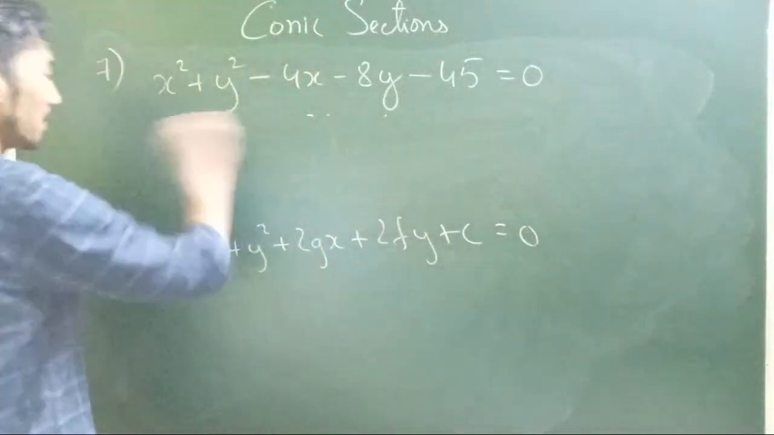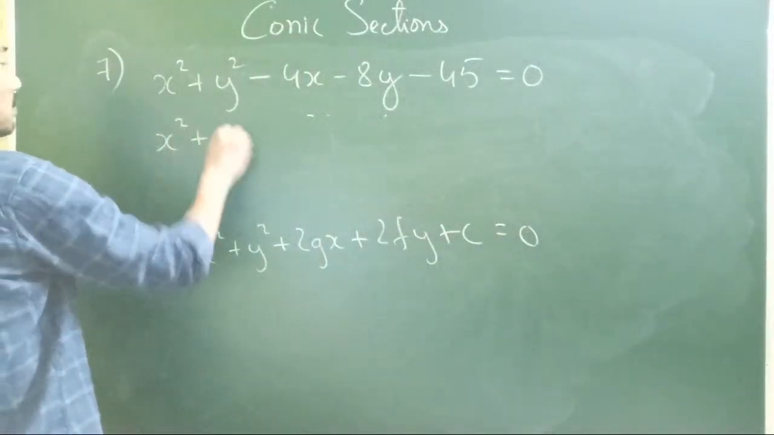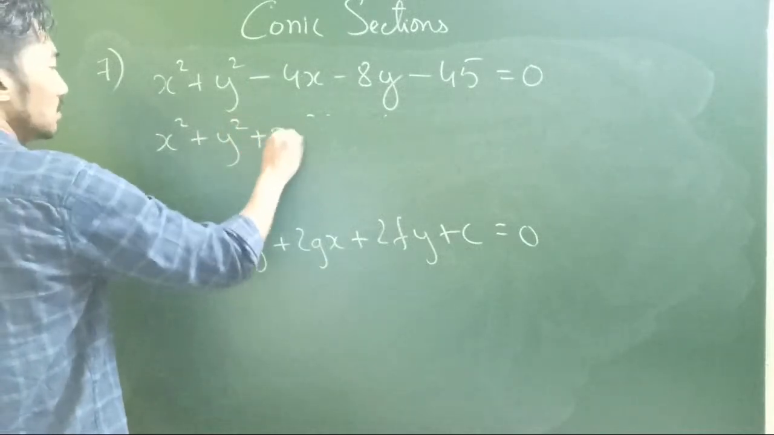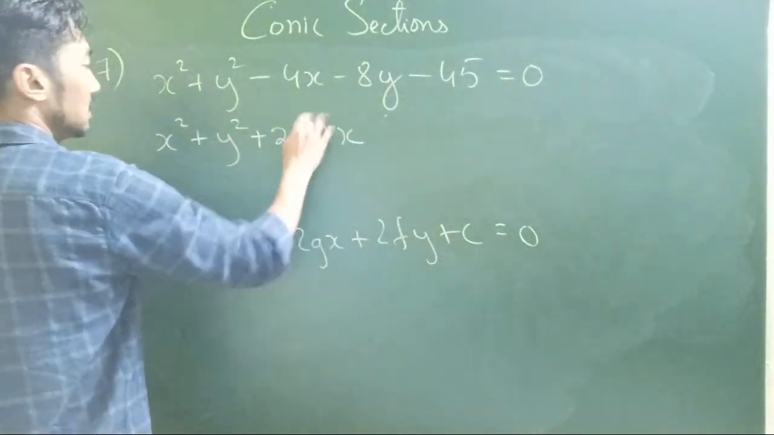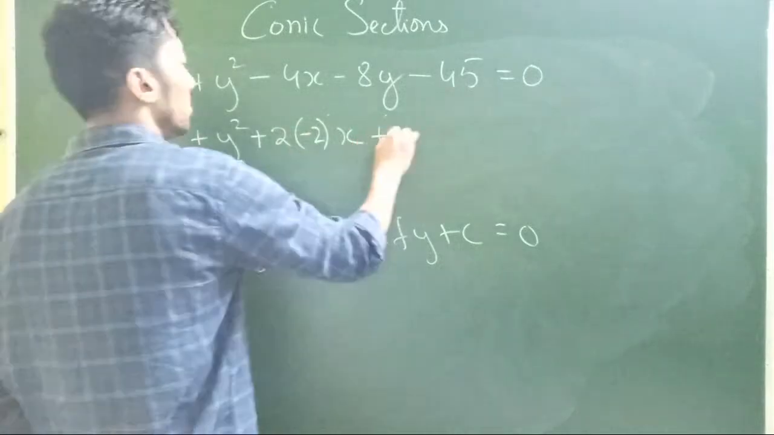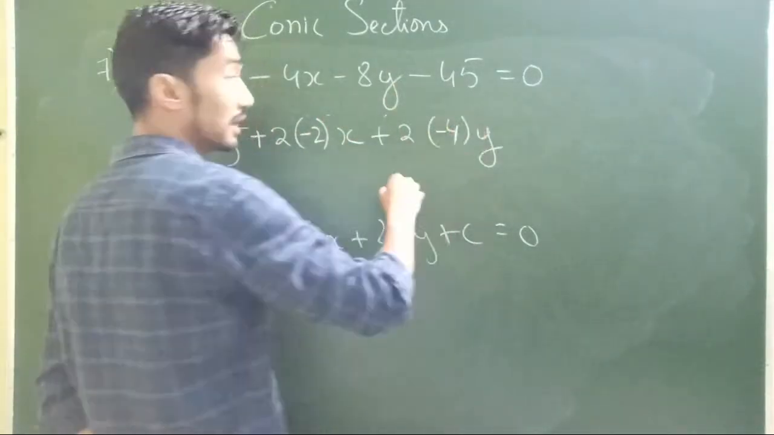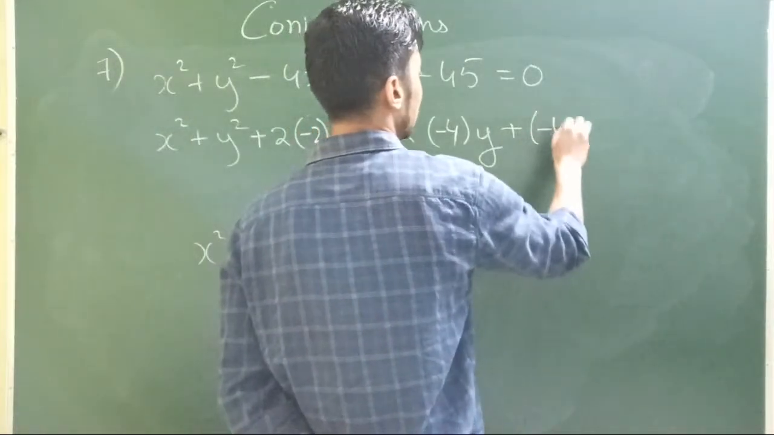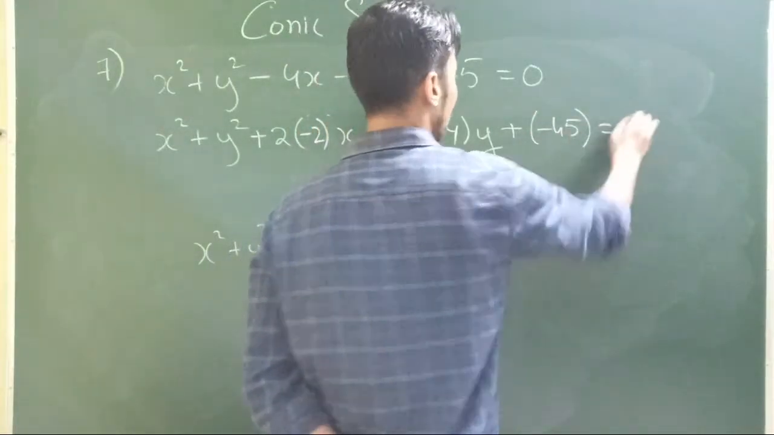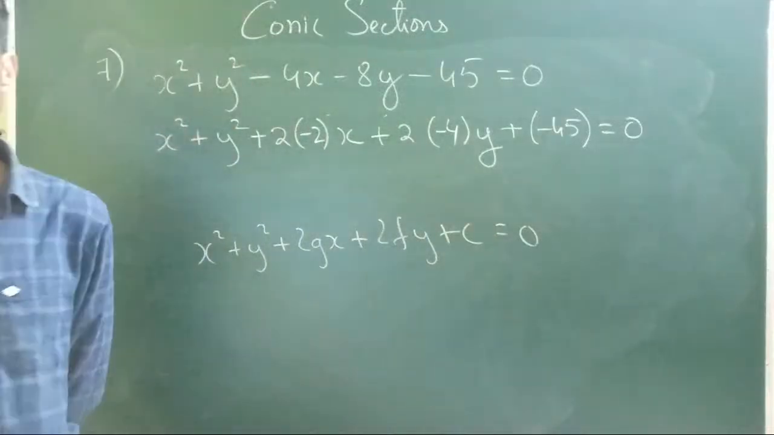Alright, let's prepare. So x square plus y square plus 2gx, so this has to be minus 2, plus 2fy. Since it's minus 8, it has to be minus 4, plus minus 45 is equal to 0, because it's plus c. It's almost done.